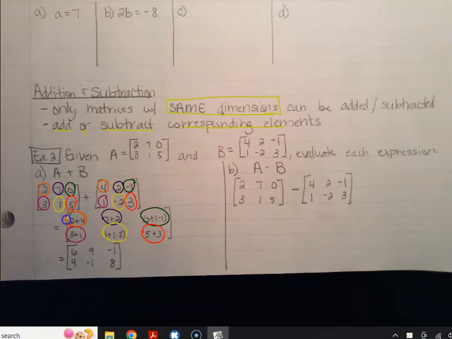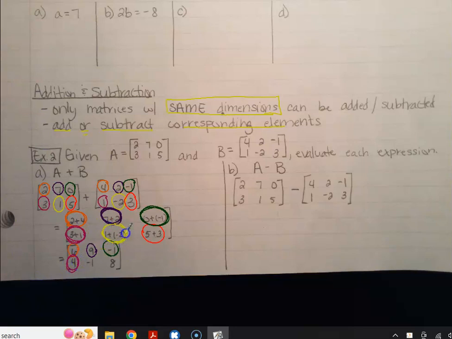Okay, so 2 plus 4 is where we got 6 from. The 7 plus 2, see I did it again, did the math in my head. 7 plus 2 here is where the 9 came from. The 0 plus -1, that is where the -1 came from. Hopefully you're getting this. So 3 plus 1 is where my 4 came from.